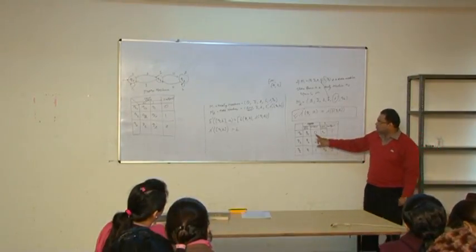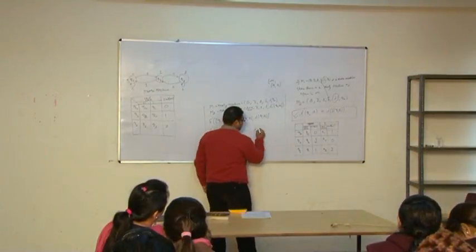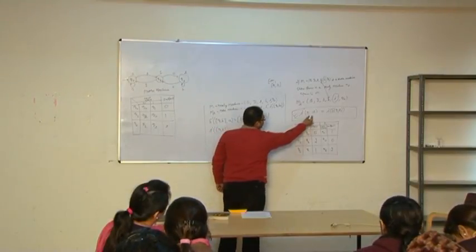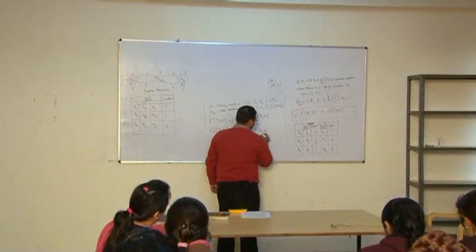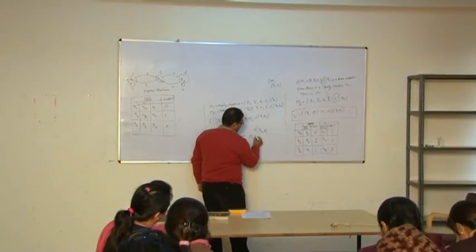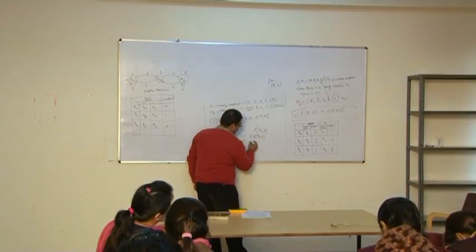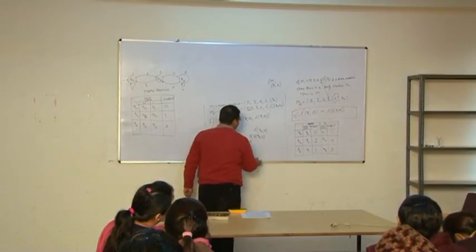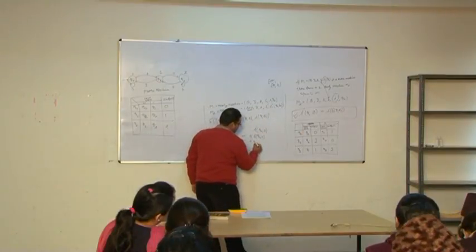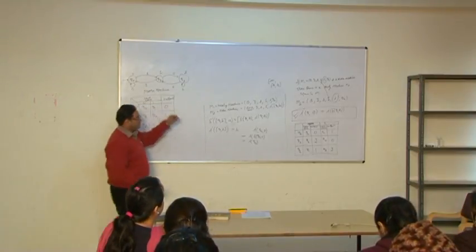Lambda dash q0 comma 0. How will you go for lambda delta q0 comma 0? What is q0 comma 0? Over here q0, so what is q0? It is 0 output.